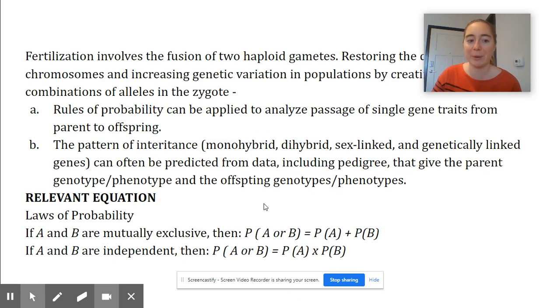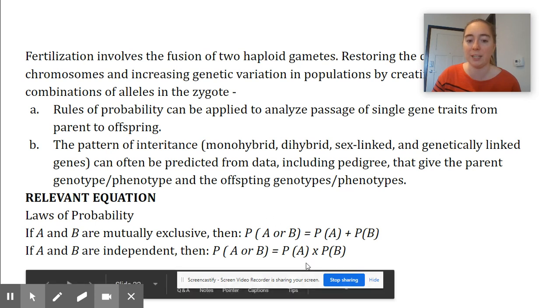And so this is where we have our probability equation. The nice thing is they put the probability equation on the AP exam so you have it. The big difference: if it says A and B are mutually exclusive, then you're going to use this equation. If A and B are independent, then you're going to use this equation. And we'll see that in just a second.